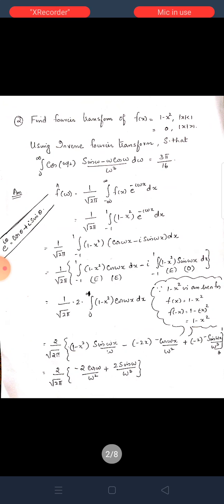And next question, find the Fourier transform of f of x equal to 1 minus x square for mod x less than 1 and equal to 0 for mod x greater than 1. And also one more question, using inverse Fourier transform, show that integral 0 to infinity of (cos omega by 2 sin omega minus omega cos omega) by omega cube d omega equal to 3 pi by 16.